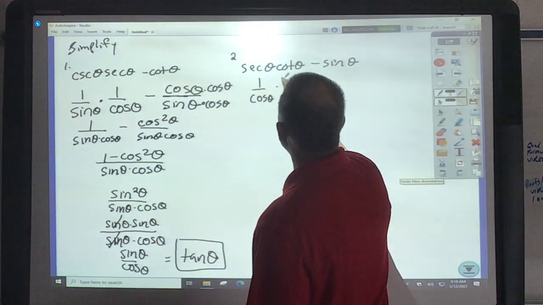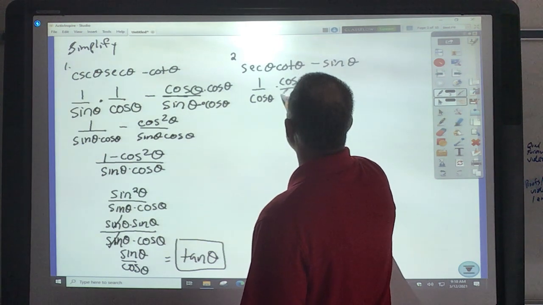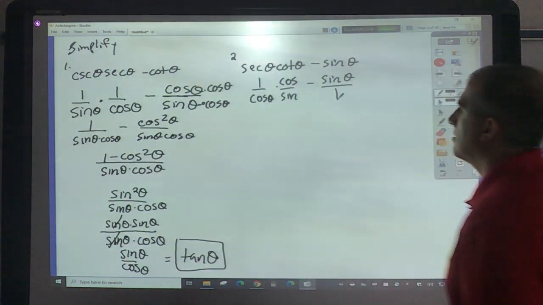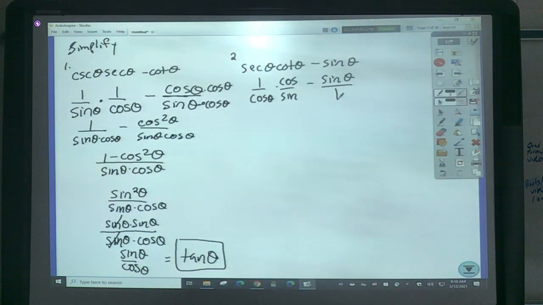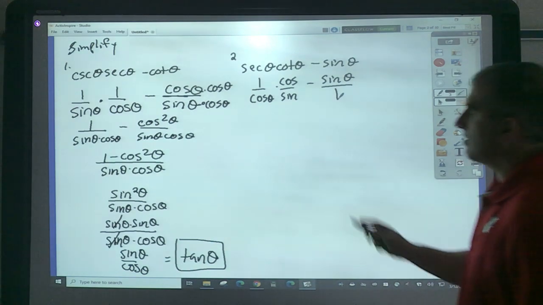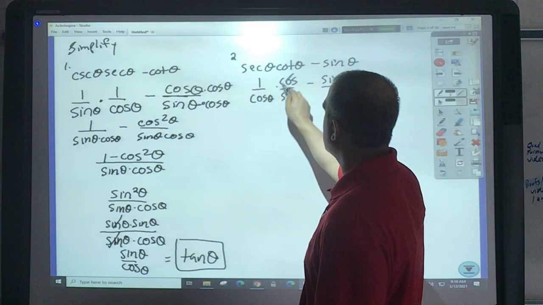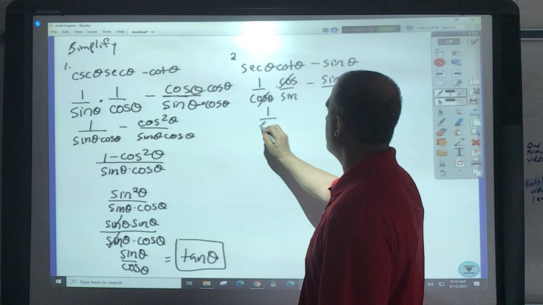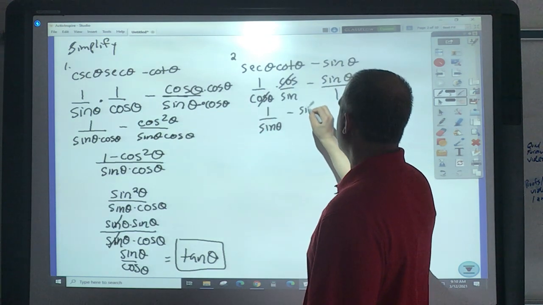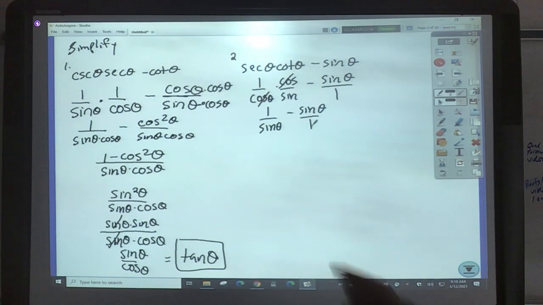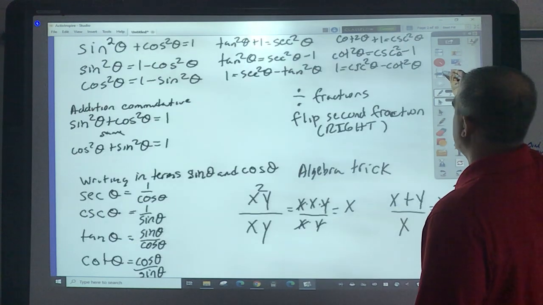Would be cosine over sine. This is just 1 minus sine. Okay, all right. Now, what sort of works out nice here, from a fraction standpoint, I've got multiplication of fractions going on. Remember, I'm allowed to eliminate things vertically. So I've got 1 over sine of theta minus sine over theta and 1. I've been allowed to eliminate those, because they're diagonal. That's another algebra trick. We can add that to our tricks as well.